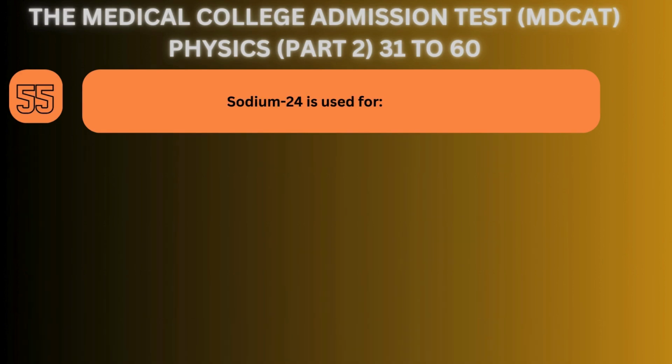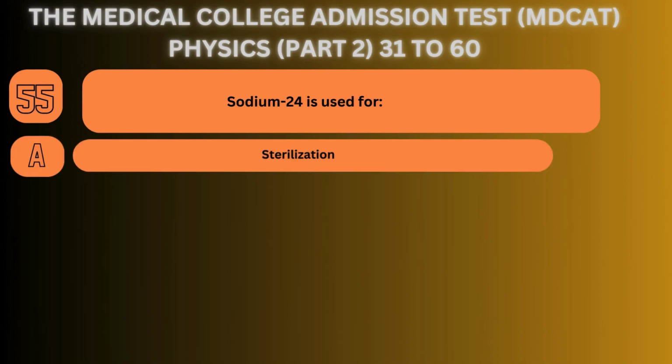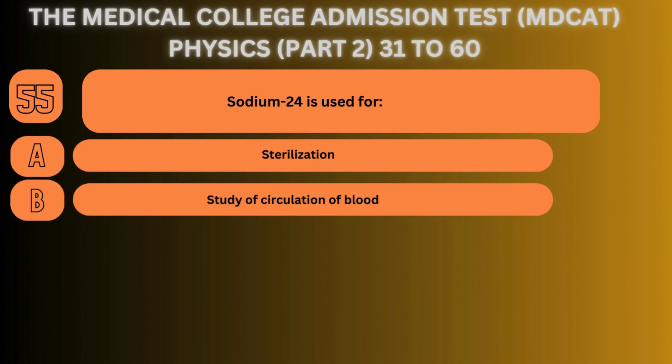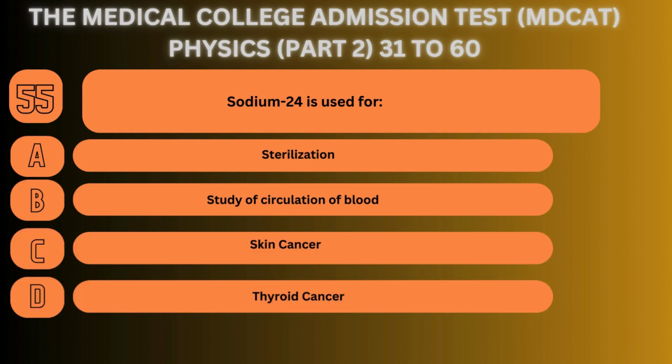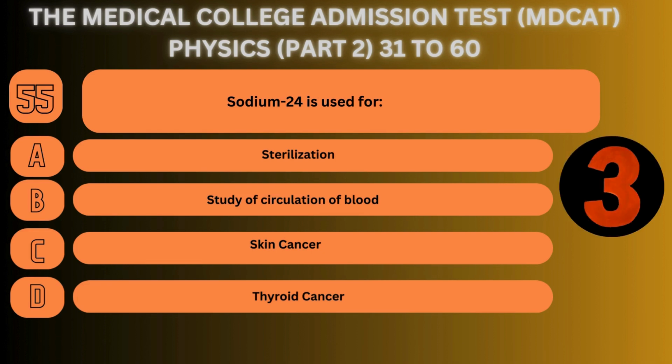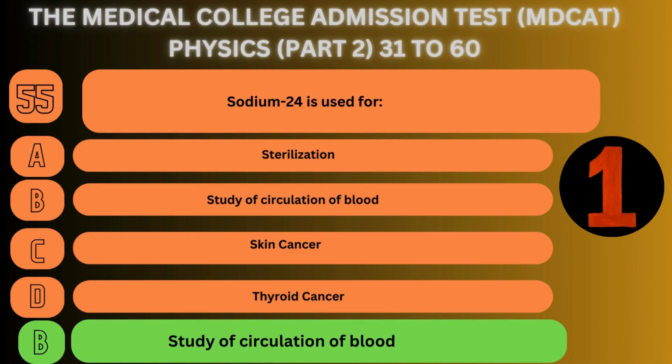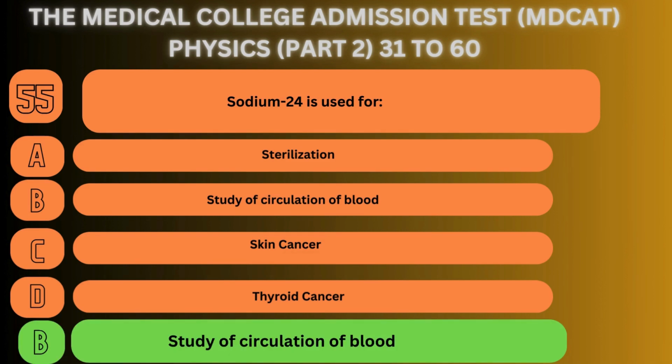Question number 55. Sodium-24 is used for? Option A, sterilization. Option B, study of circulation of blood. Option C, skin cancer. Option D, thyroid cancer. 5, 4, 3, 2, 1. Correct option is B, study of circulation of blood.